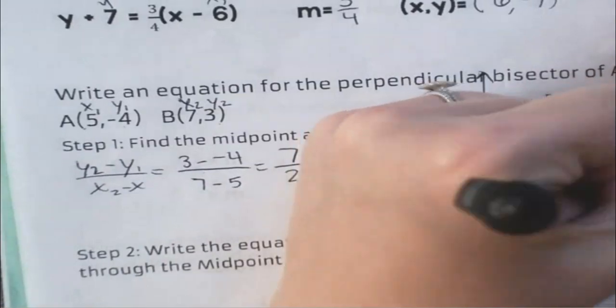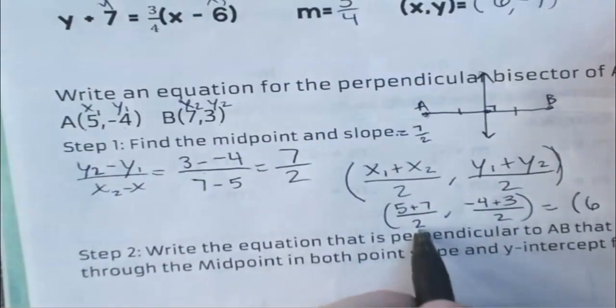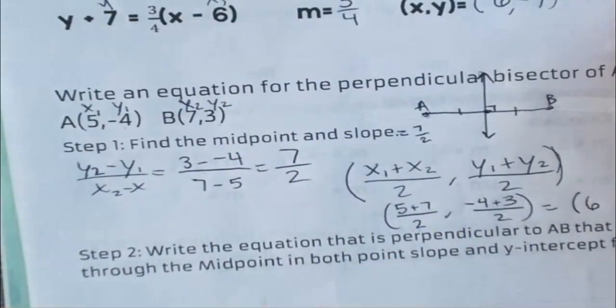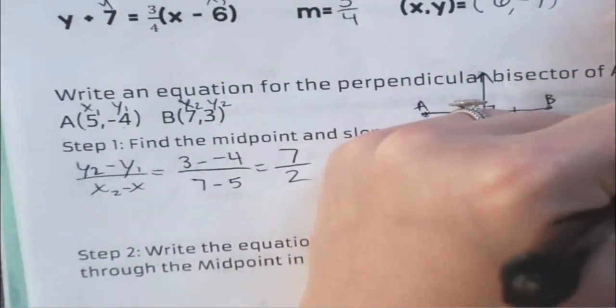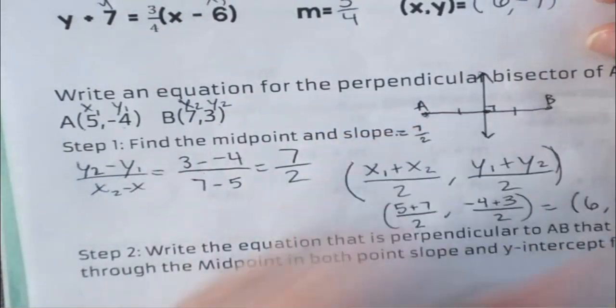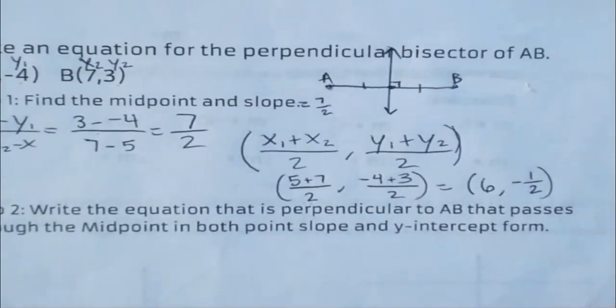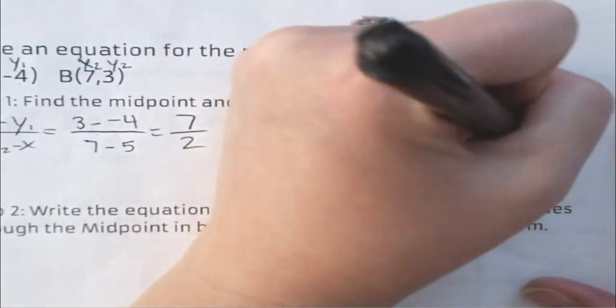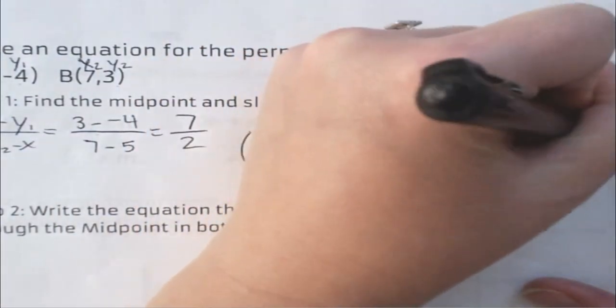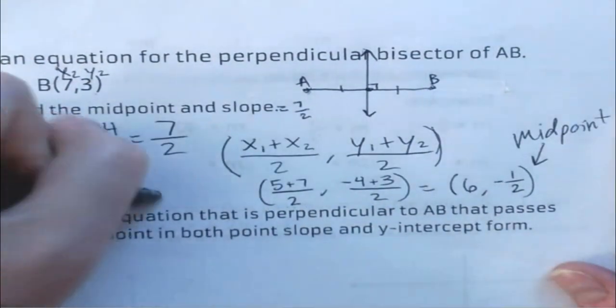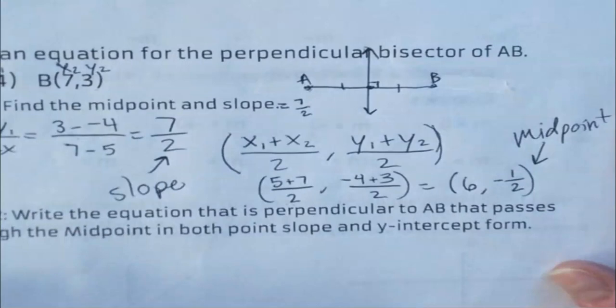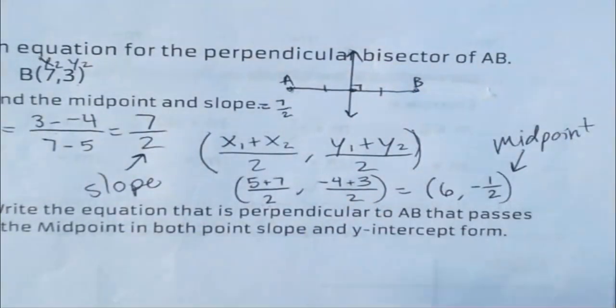5 plus 7 divided by 2 is 6. So 12 divided by 2 is 6. Negative 4 and positive 3 makes a negative 1. So it'd be 6 and negative 1/2. Went off the screen there. All right, so we have 6 and negative 1/2. Great. So we have a midpoint. And we have a slope. Cool. We found both of those things.